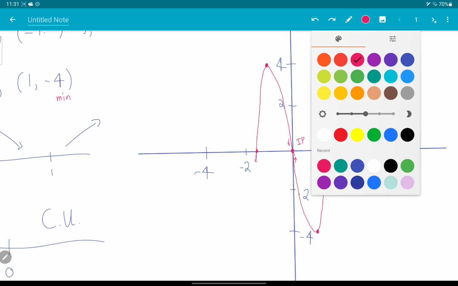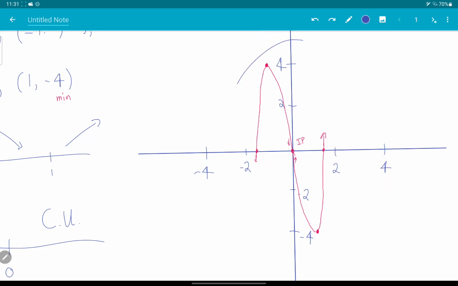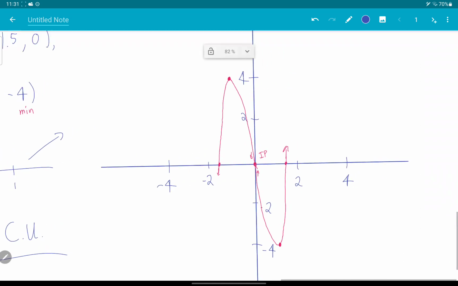Now, I want to talk about something before we move on. There is some symmetry here. You'll notice that this chunk is not exactly the mirror image, but if you take this chunk, reflect it over here, and then reflect it up here, then you will end up with this chunk here, right? Okay, so that's what's called an odd function.